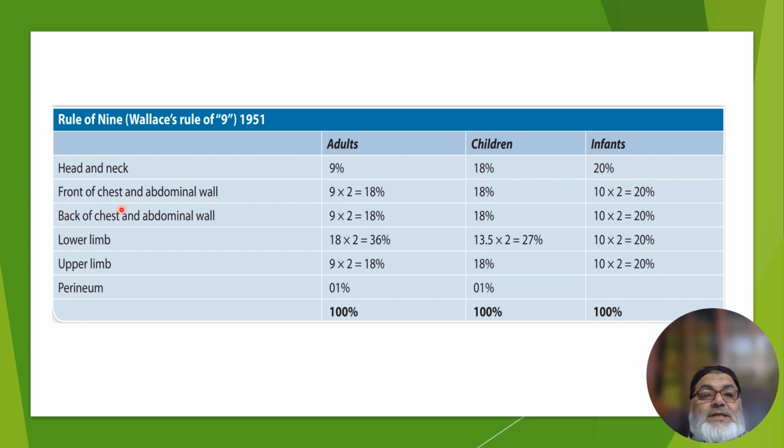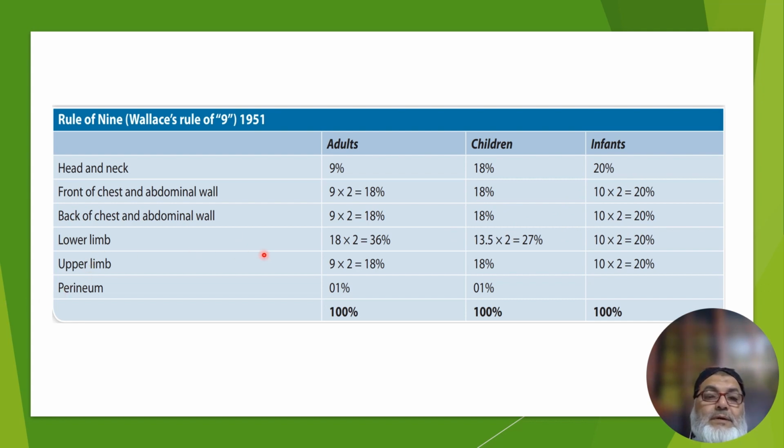The front of the chest and abdominal wall, 9 into 2: the front of the chest is 9, the abdominal wall is 9, so 18%. The same in children it is 18%, but in infants the front of the chest is 10 and the front of the abdomen is 10, 10 into 2, meaning 20%. The back of the chest and abdominal wall again is 18%: back of the chest 9%, and back of the abdomen, like the lumbar area, 9%. It is 18% totally, while in children it is 18% also, but in infants it is 20%.